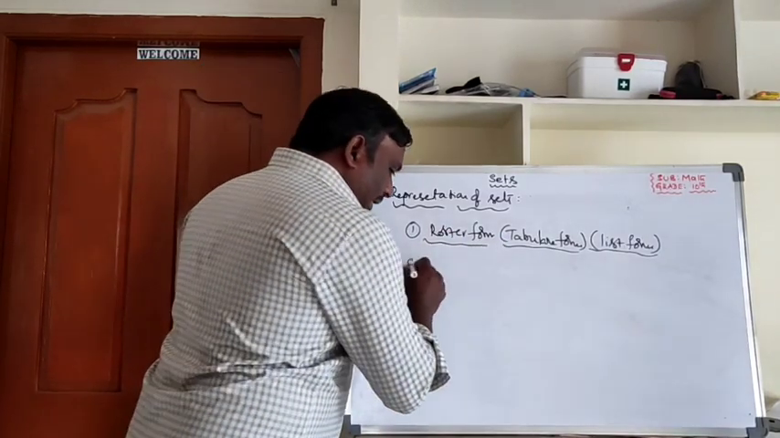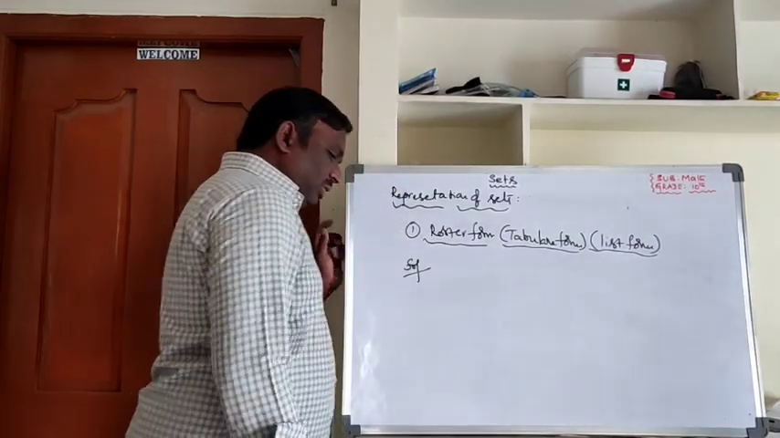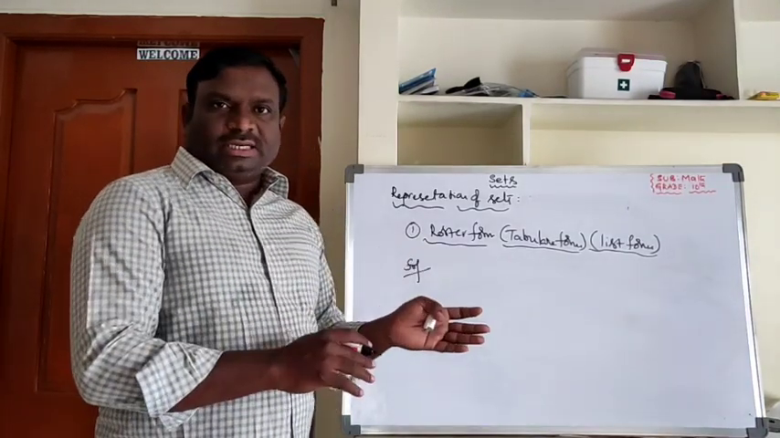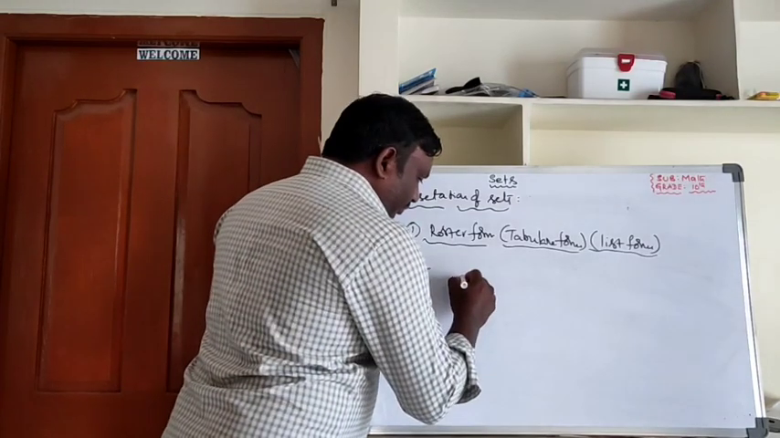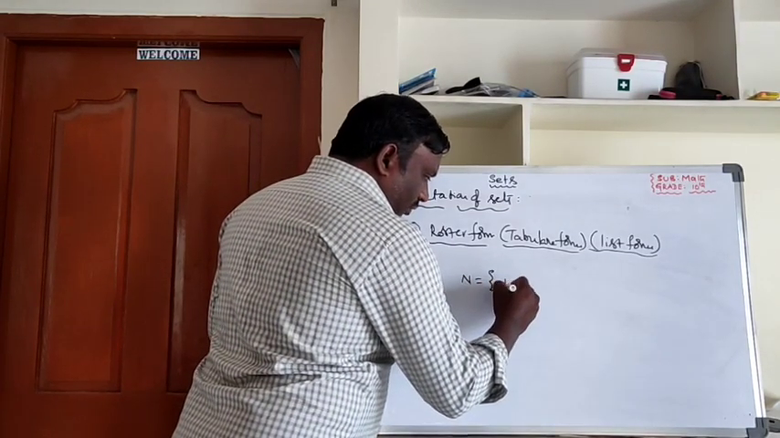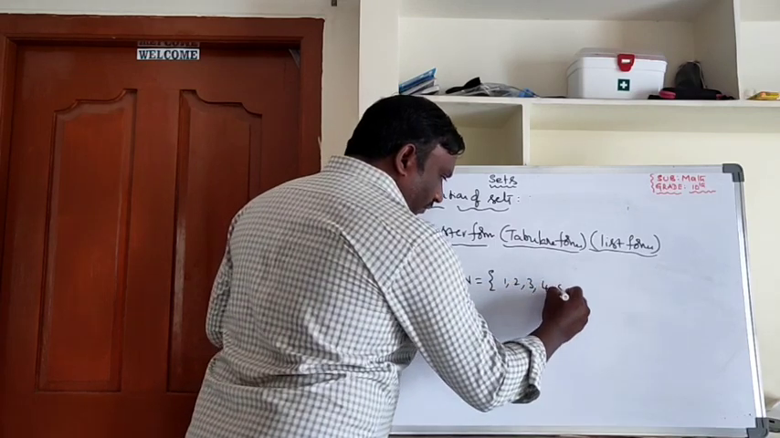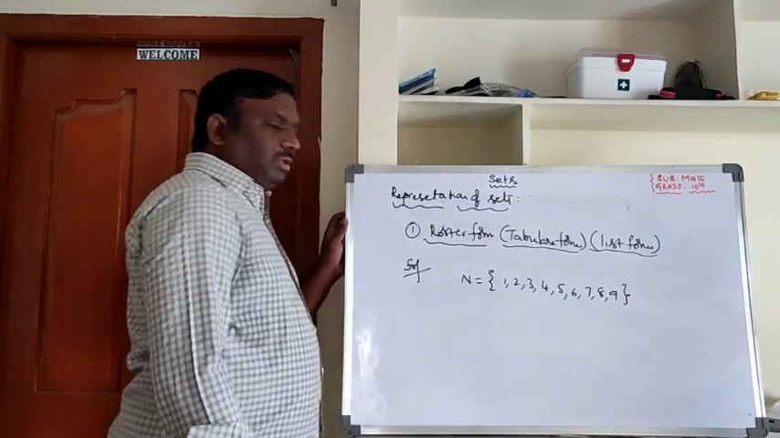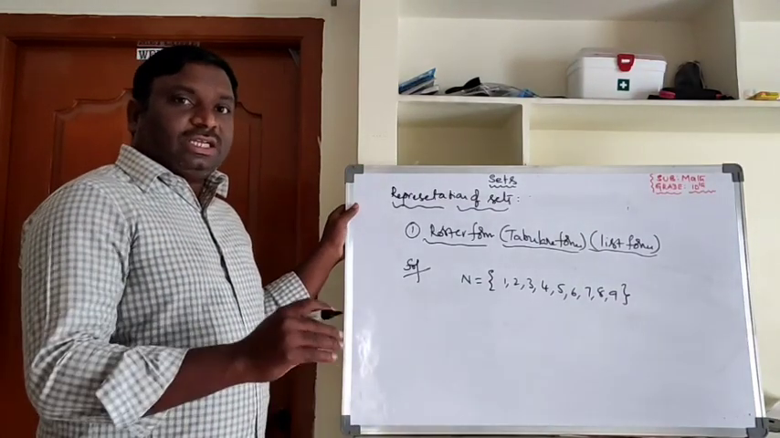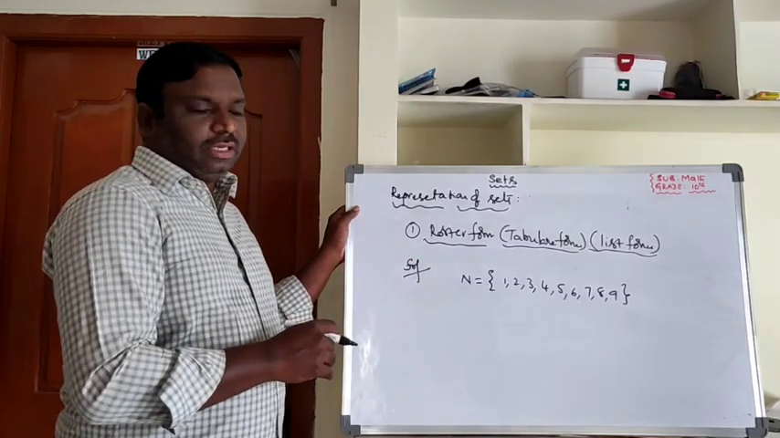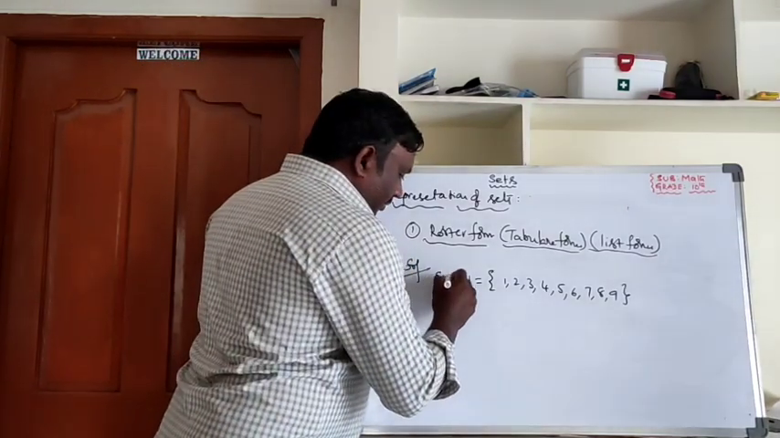Let us take an example of roster form. The set of all natural numbers less than 10. Before I said less than 10. That is N equal to 1, 2, 3, 4, 5, 6, 7, 8, 9. So that is the roster form of the set of all natural numbers less than 10.